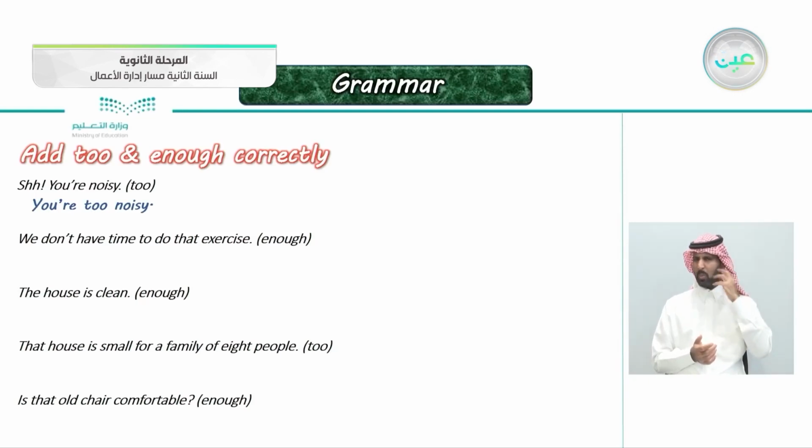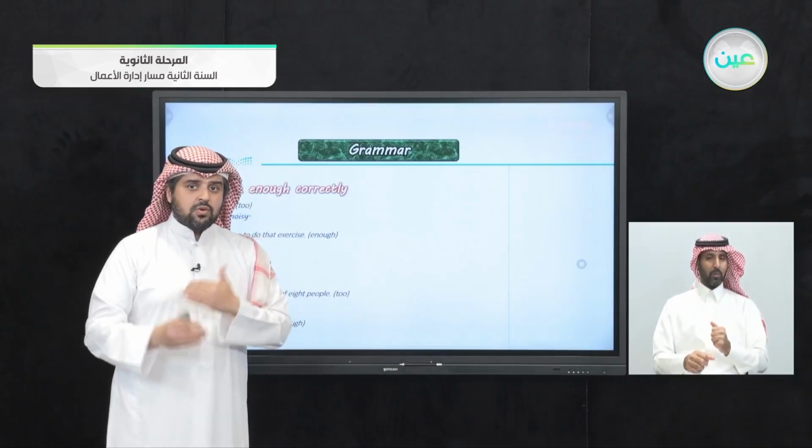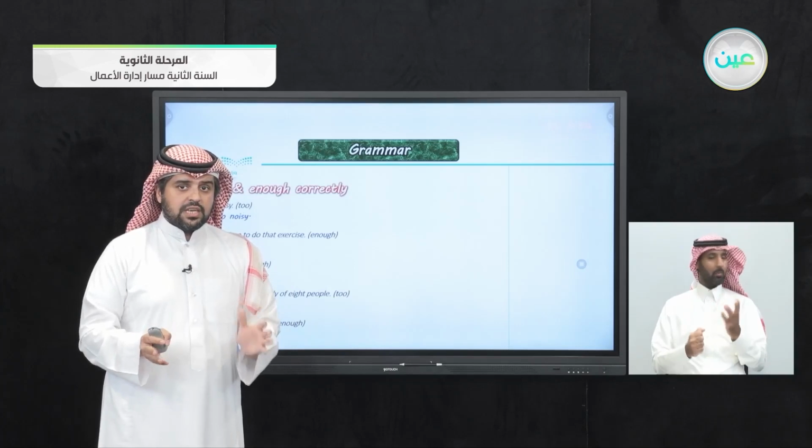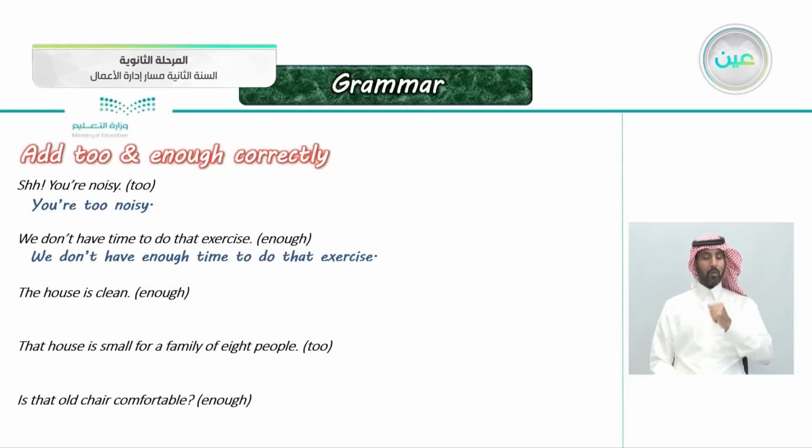The second one: we don't have time to do that exercise, and the word here is "enough". So we want to do the exercise, but we don't have time. Where do we put the word "enough"? Very good. We say we don't have enough time, before the noun here. We don't have enough time to do that exercise.